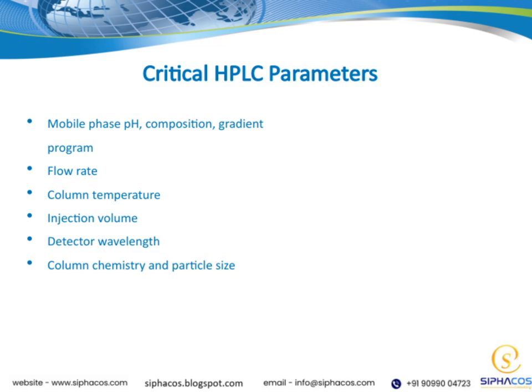Adjusting the pH, for example, can change the ionization state of analytes, impacting retention times. The composition and gradient program help us fine-tune the separation process to achieve optimal results. Next, the flow rate is another crucial parameter. It determines how quickly the mobile phase moves through the column, impacting both the analysis time and the resolution.